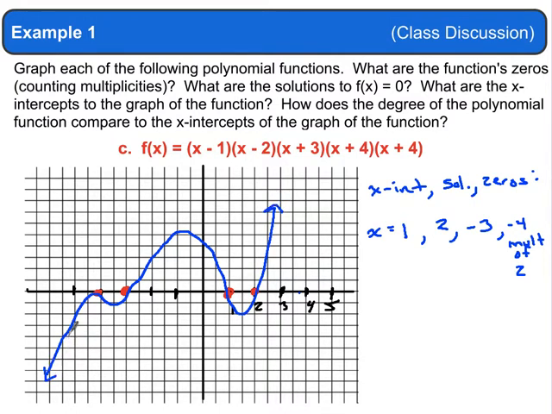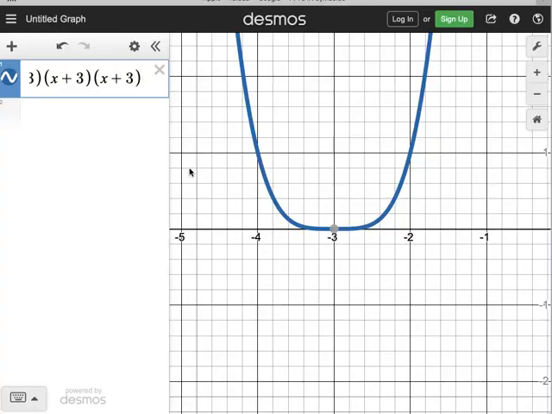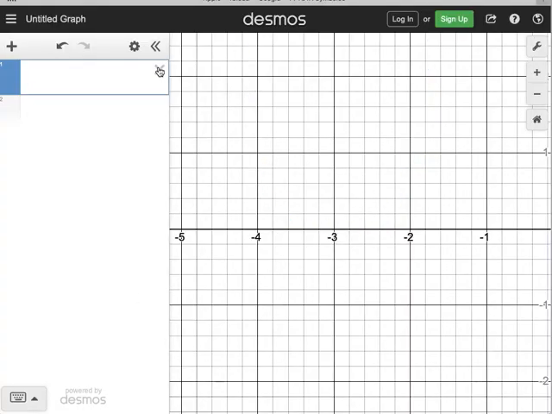Now, do I know this is exactly what the graph looks like? No, of course I don't. Do I have a good idea? Yeah, probably. How am I going to confirm and check? Same way that I showed you the last two examples. We're going to go to Desmos.com and we're going to type it in.